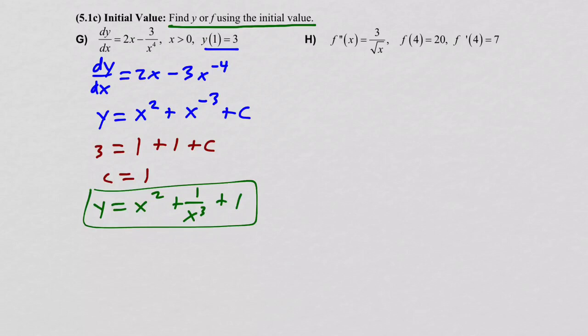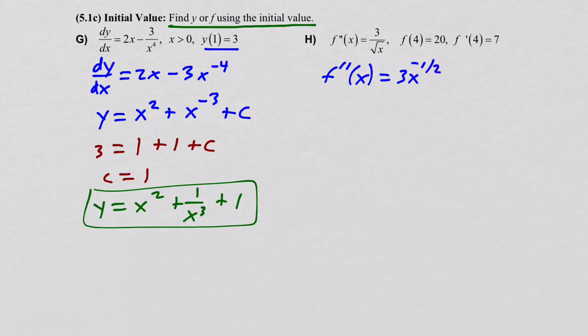For letter H, we have a second derivative. So we're going to use the initial condition twice. We have an initial condition for f of x. We also have an initial condition for f prime of x. So we'll go ahead and take the antiderivative one time here first, but before we do that, we'll simplify this to make it a little easier.